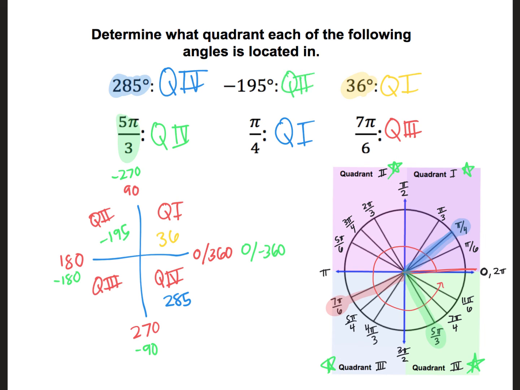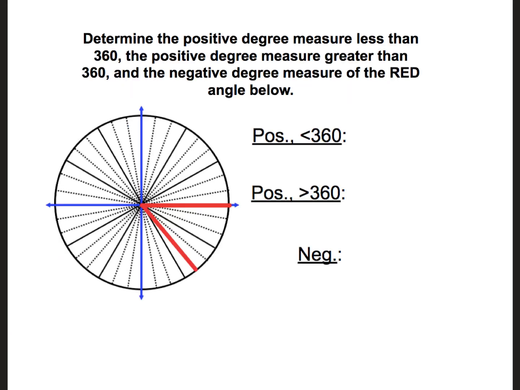All right, and that's how you locate which quadrant your angles are in. For our next problem, we have to determine the positive degree measure less than 360, the positive degree measure greater than 360, and the negative degree measure of the red angles below. Again, remember, we are going to start by labeling our blue axes. So we start at 0, go up to 90, over to 180, and down to 270.